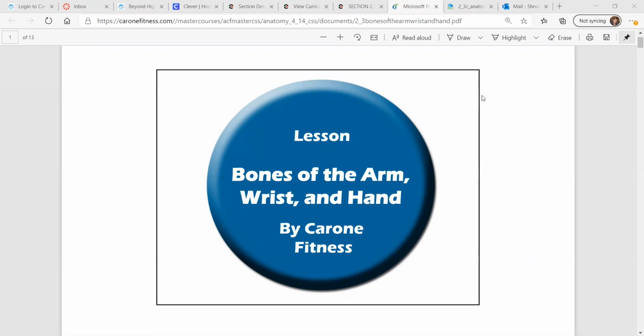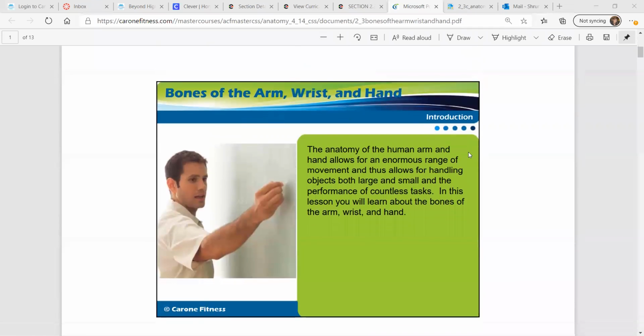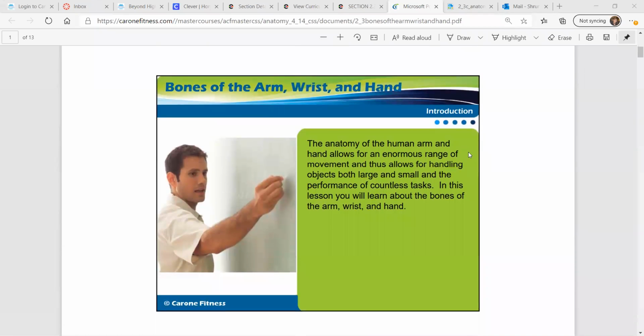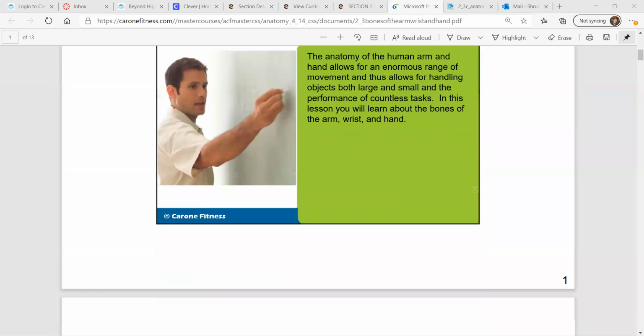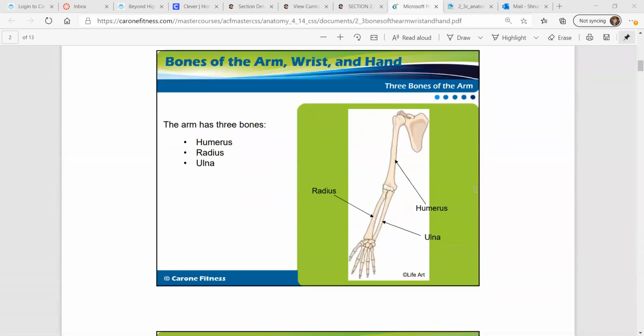So today we're going to talk about bones of the arm, wrist, and hand. The anatomy of the human arm and hand allows for an enormous range of movement and allows for handling objects both large and small, and the performance of countless tasks. So we're going to learn about the bones of our arm, wrist, and hand.